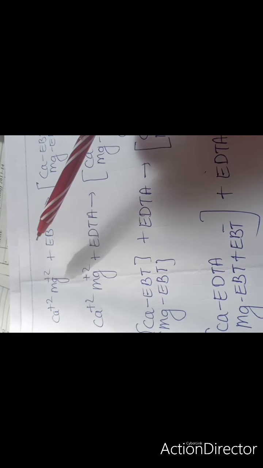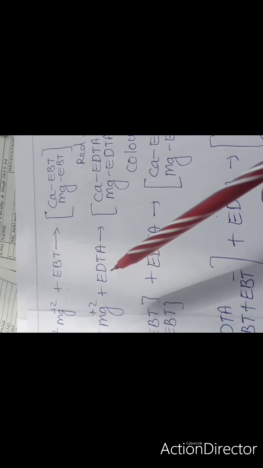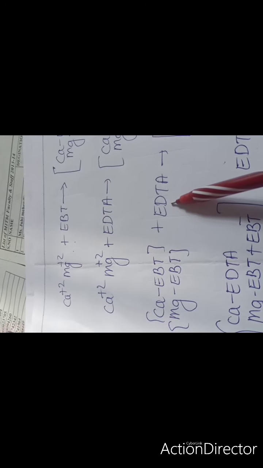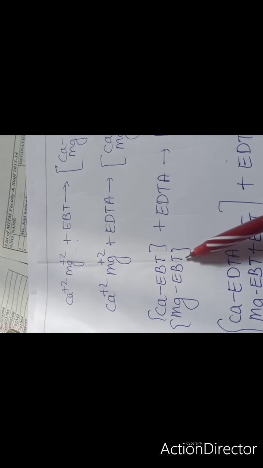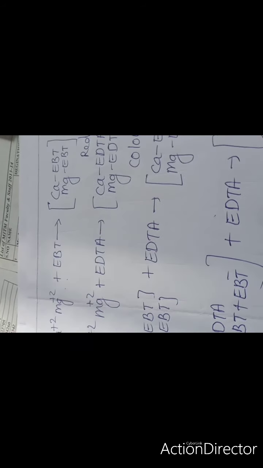These are the reactions which are occurring, that is, calcium and magnesium ions. First, on adding the indicator, that will give you the calcium and magnesium EBT complex, which will be red in color. And then when you start the titration, it will give you calcium EDTA complex, that will be colorless, as calcium EBT and magnesium EBT react with EDTA. When all the calcium and magnesium ions are consumed, then an extra drop of EDTA will react with the complex which was formed earlier. So that will break that complex.